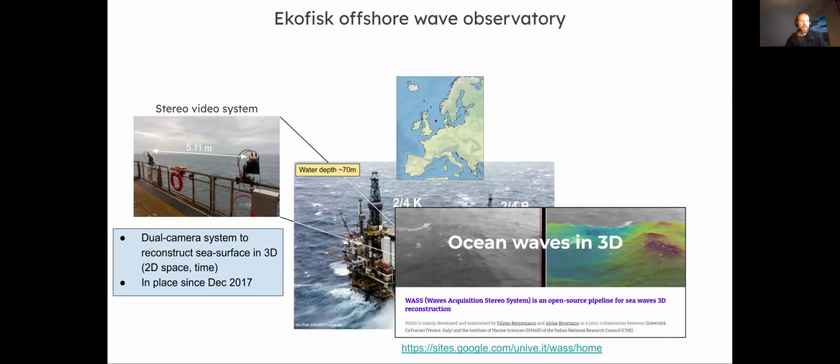And I'll just give a mention again to the open source WAS stereo processing software that we're using, and that's given us really good results so far.